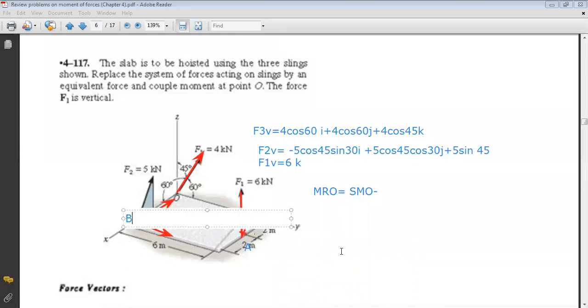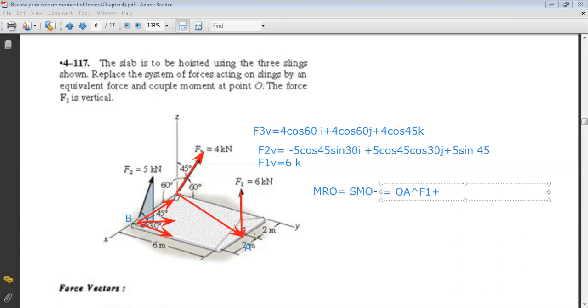You can say that the moment of F1 about O is simply OA vectorial F1, and for F2 it's OB vectorial F2. So here, the sum of moments about O equals, for F1, OA vectorial F1 plus, for F2, OB vectorial F2, and plus F3, which, as we have seen, is 0 because it's passing by O.